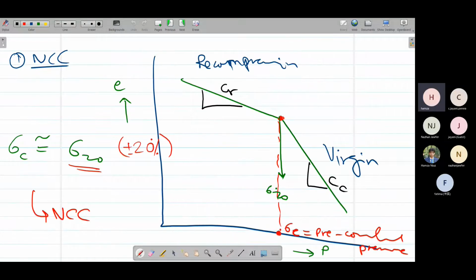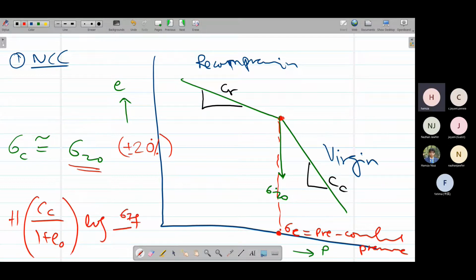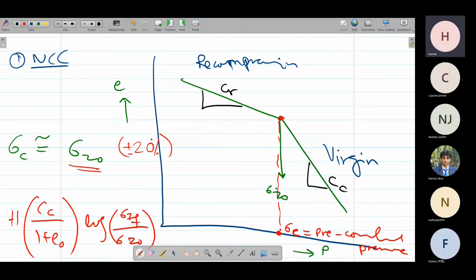For the normally consolidated case, our settlement equation would be H times CC over 1 plus e naught times log of sigma ZF over sigma Z naught. This is our basic equation for settlement. Why CC over 1 plus e naught? Because we are actually at this pressure, sigma Z naught, so we move along the virgin curve and use its slope.